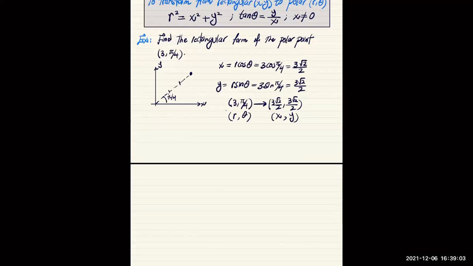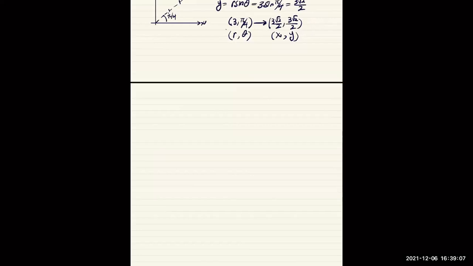Okay, so next example, let's do one where you have to convert from rectangular to polar. Here x is 1 and y is negative root 3. That is an xy point, a rectangular or Cartesian point, and we want to change it to a polar point.